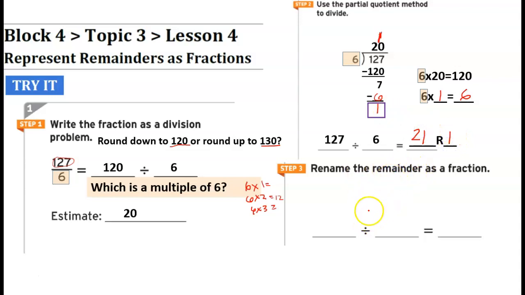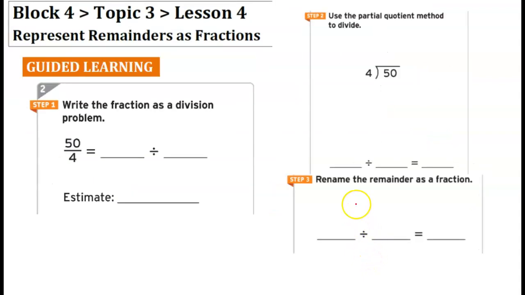And we'll rename that remainder as a fraction. So 127 divided by 6 is 21 and 1/6. Just notice that the remainder will be our numerator, and whatever we divided by will be our denominator. Oh, that kind of sounds like divided by denominator, so that way it's a memory tool. See that? All right, let's go on to the next one.